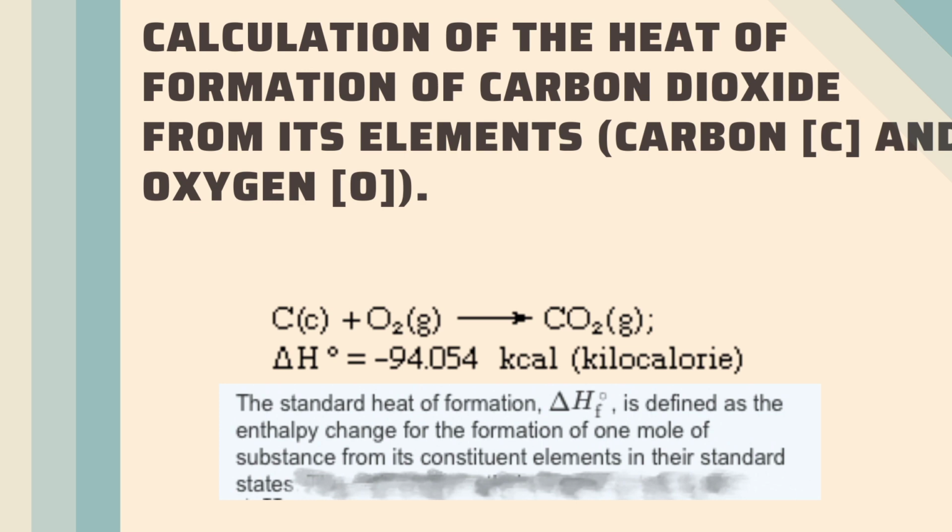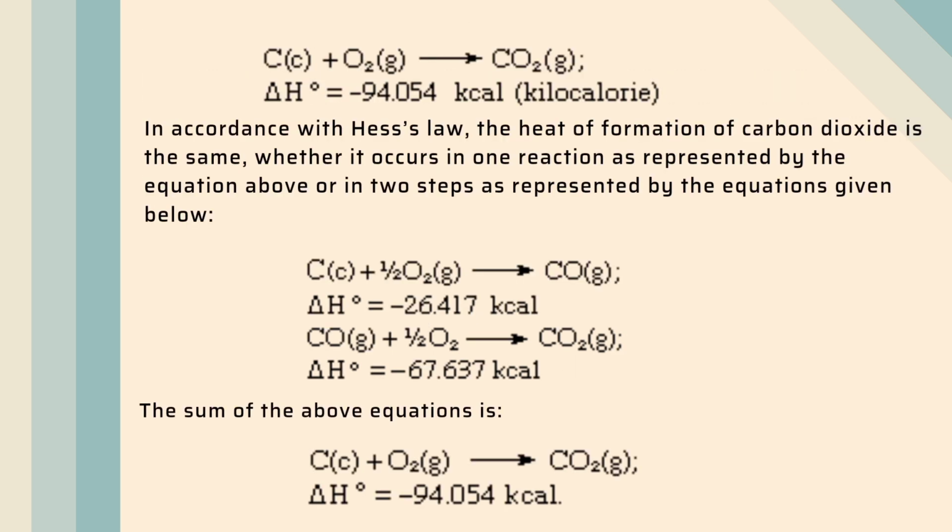In other words, enthalpy is the amount of heat absorbed or evolved in a chemical reaction. In accordance with Hess's Law, the heat of formation of carbon dioxide is the same whether it occurs in one reaction, as represented by the equation above, or in 2 steps, as represented by the equations given below. And with that being said, using Hess's Law, we could actually calculate the enthalpy of the reaction from the previous reactions, which are called intermediate reactions.